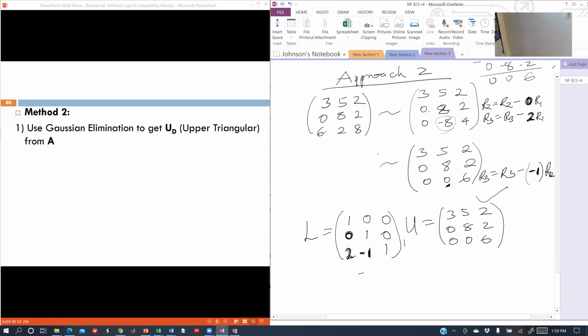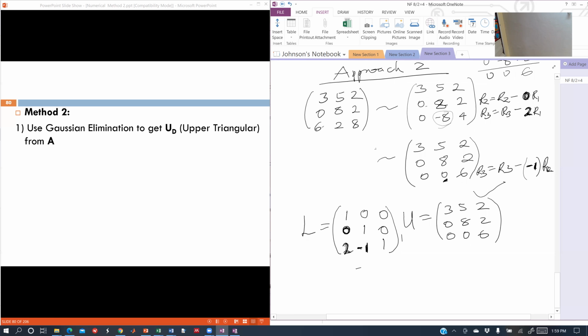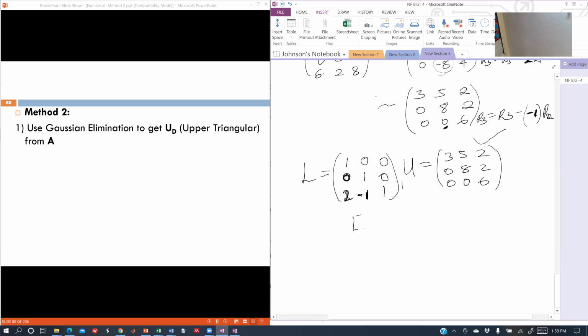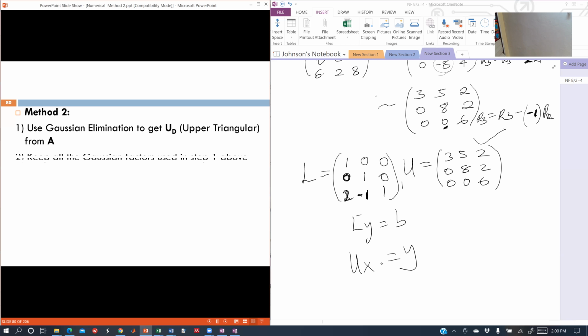And now that we have our lower triangular and upper triangular, everything follows like the previous case. You solve Ly is equal to B. When we get the values of y, then we solve Ux is equal to y. This is the Doolittle decomposition method for solving systems of linear equations. I will pause here, and in our next video, we will discuss the Crout decomposition.